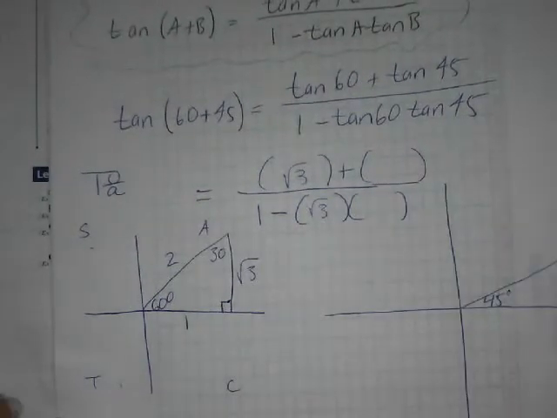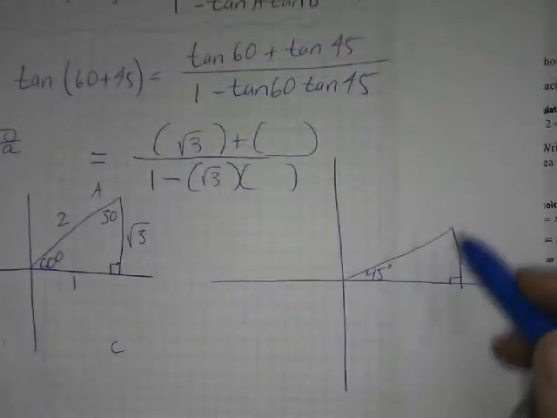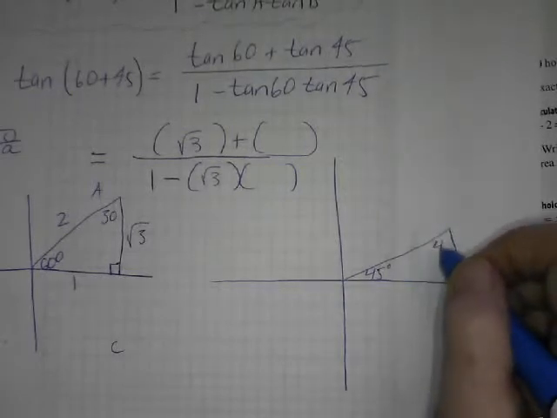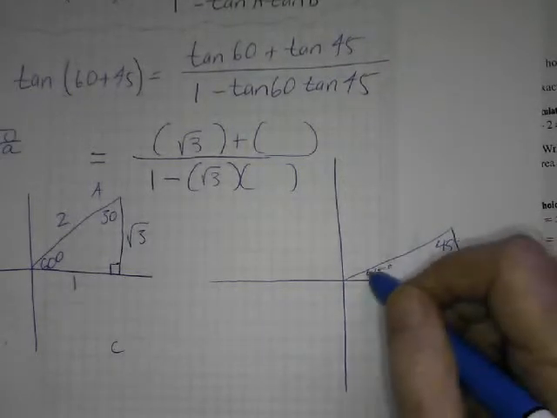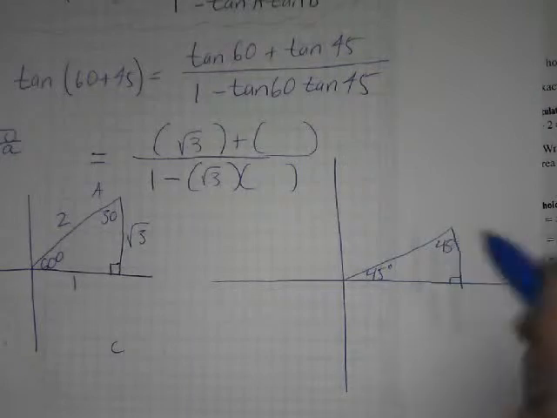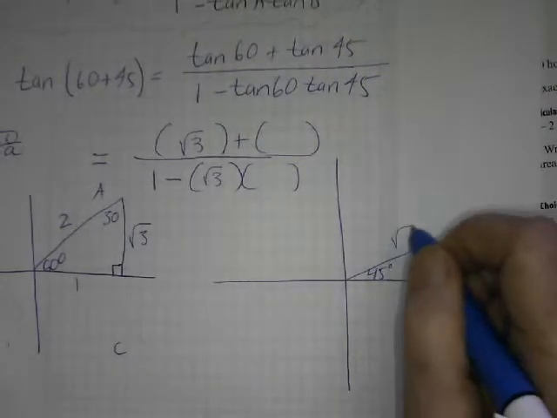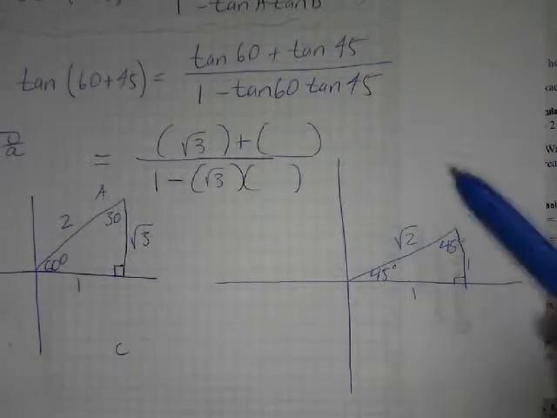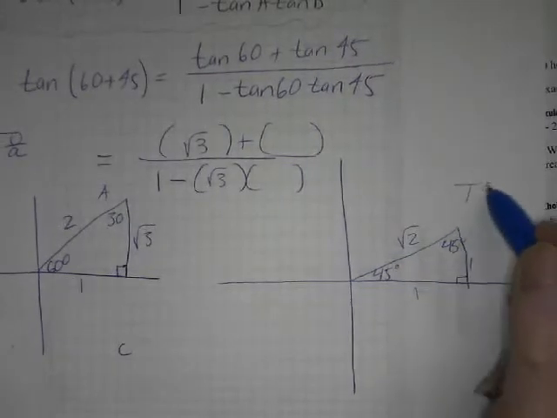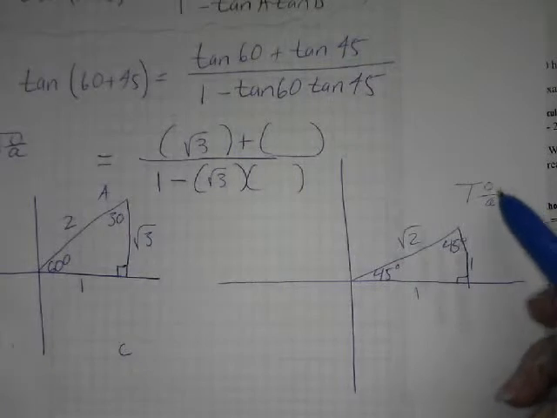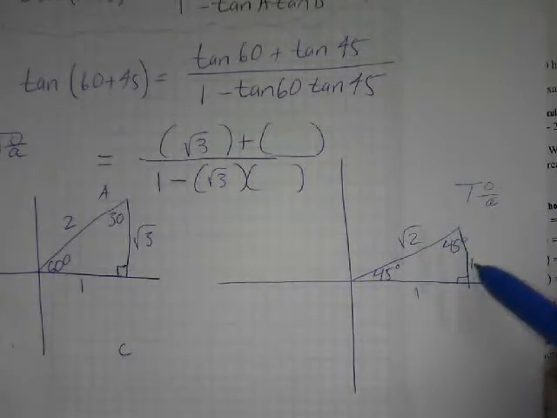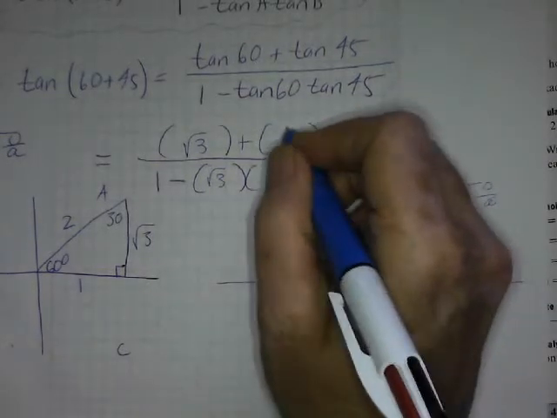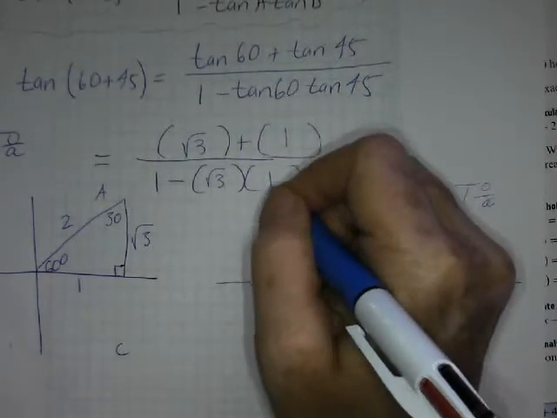What's tangent of 45? Well, I drew a triangle. That's 45. The triangle's not drawn to scale. That's 45. If that's 45 and that's 90, that's got to be 45. So that's 1, 1, √2. It's my special triangle that I memorized. So tangent of 45, tangent is opposite over adjacent. So it's going to be 1 over 1. It's going to be 1, isn't it? Tangent 45 is 1. We already knew that.